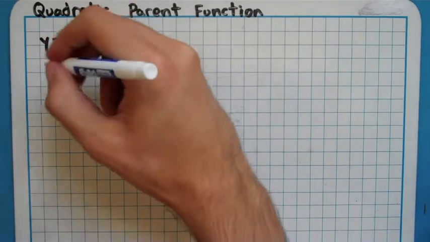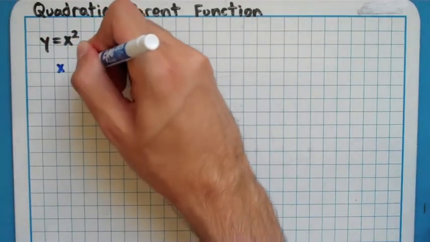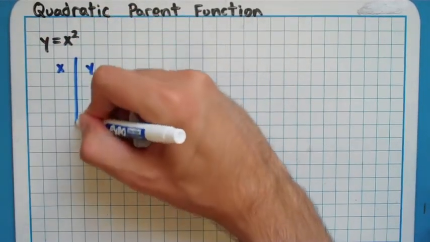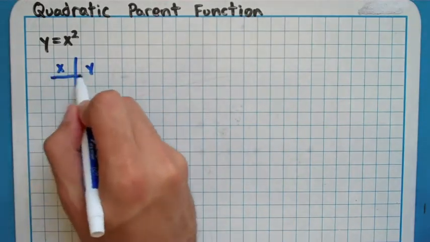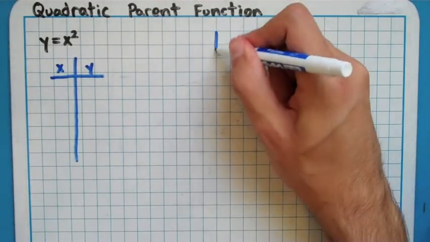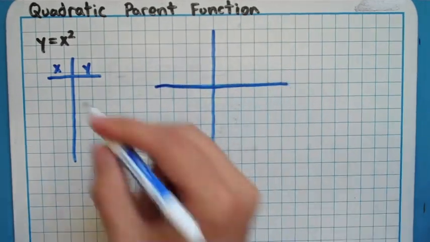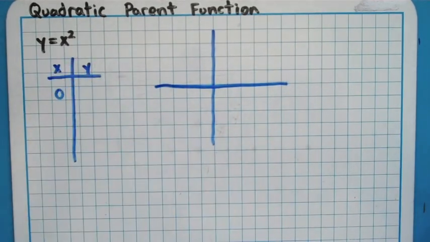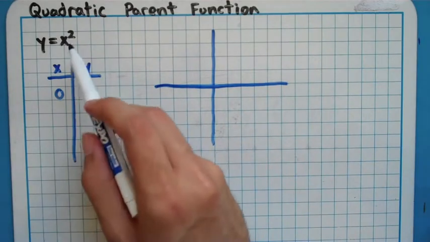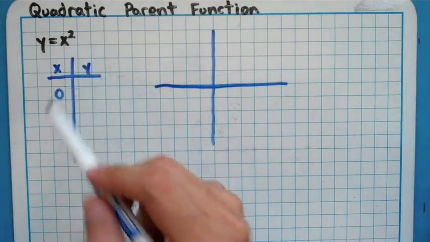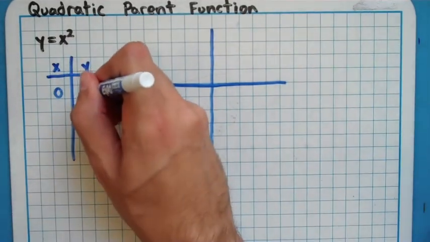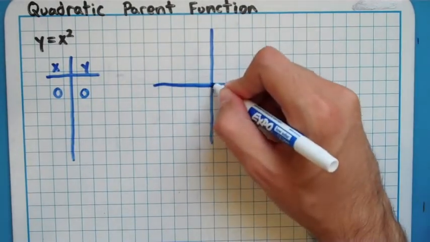So we're always going to start out when we graph something strange and new by making a little table right here, little t-charts. And we're going to plug in some points and see what happens. So, 0 is always a good choice. It's usually pretty easy to plug in. And if you do y equals 0 squared, that's just a 0. So the point 0, 0 is on our graph, and it's going to be right there.